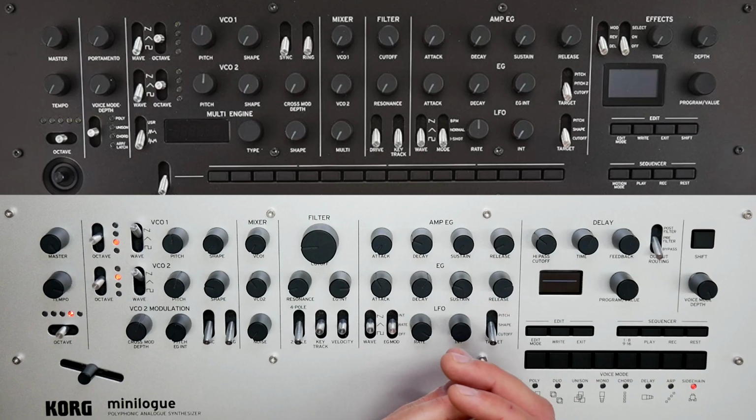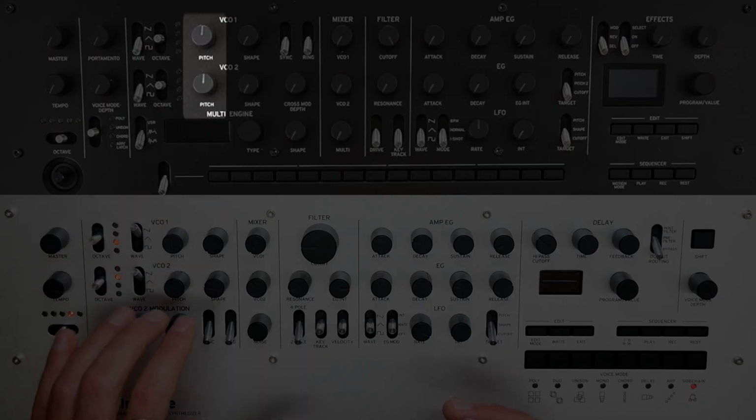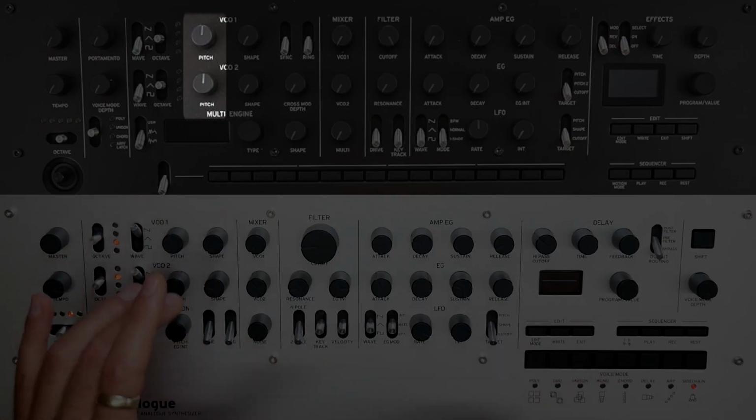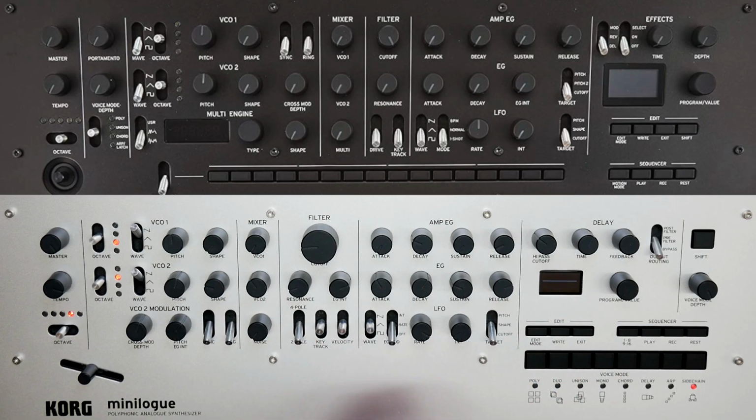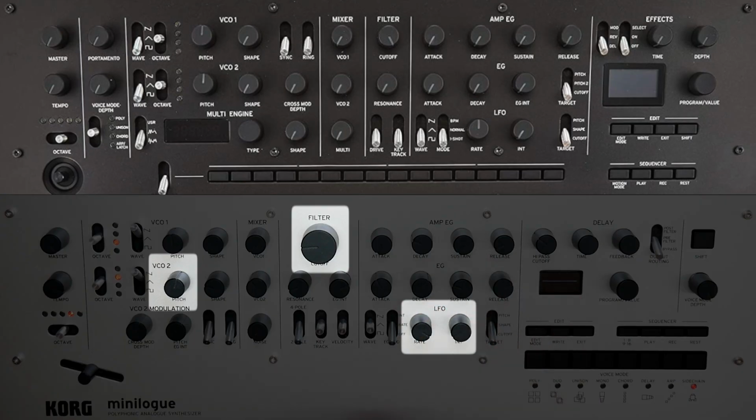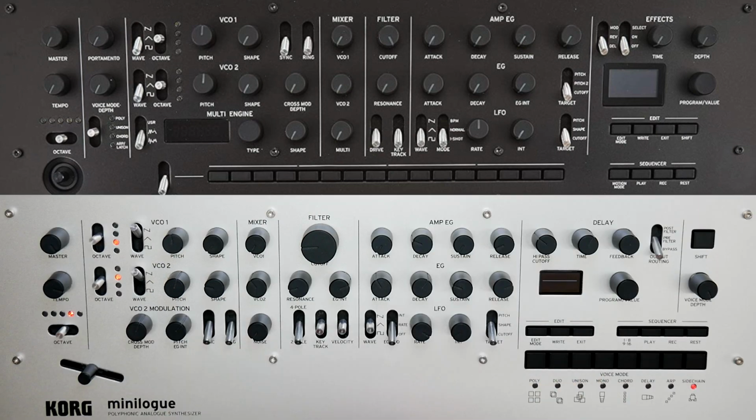You can either address the pitch of both oscillators together, the pitch of the second oscillator only, or you can address the cutoff frequency of the filter. Whereas on the Minilogue OG, you can affect all 3 destinations at the same time, and 2 of them even to varying degrees of intensity because they have dedicated knobs.